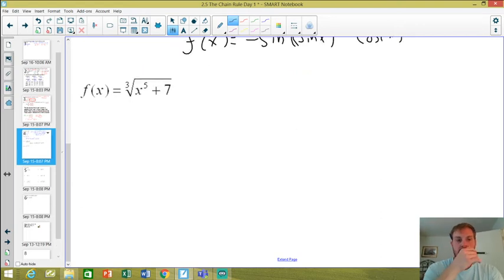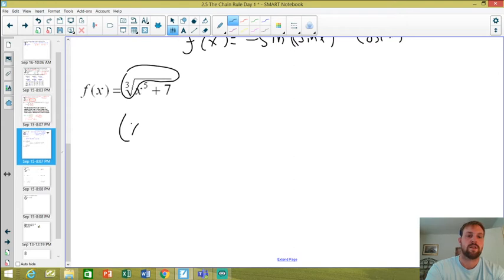All right, what about the next one? Cube root of x to the fifth plus 7. So I think we can see that the outer function is the cube root part. So I'm going to write it so we can take the derivative pretty easy.